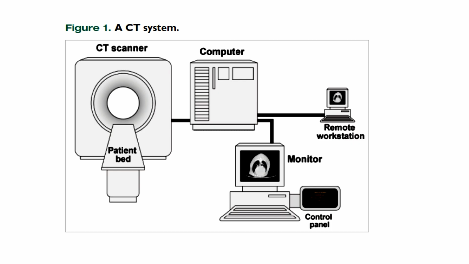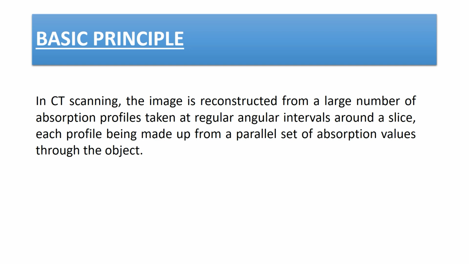This picture is showing the whole assembly of the CT scan. The CT scan unit contains the CT scanner, which is the main unit, patient bed, computer, various monitors, control panels and a remote workstation for the physician. So this is the whole assembly for the CT scan.